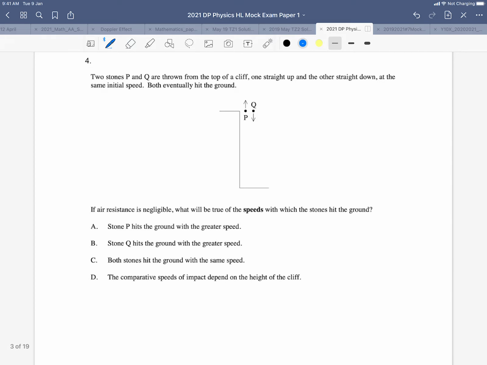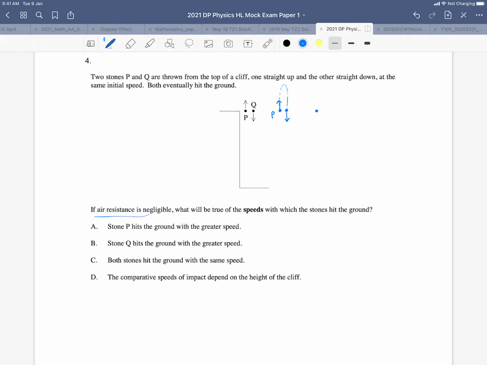Two stones dropped from the top of a cliff, one straight up, the other straight down at the same initial speed, okay? So this one confuses people normally, but let's take a look at P. So what's going to happen, it's going to fly up and then it's going to start flying down again. And since air resistance is negligible, then when it passes its starting point, it has the exact same speed as its launch speed. It's just pointing down now.